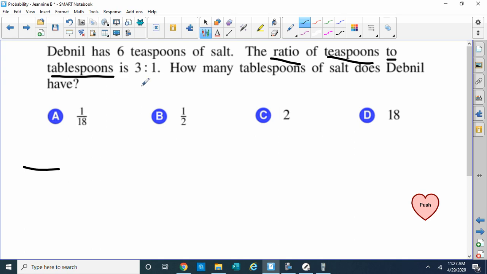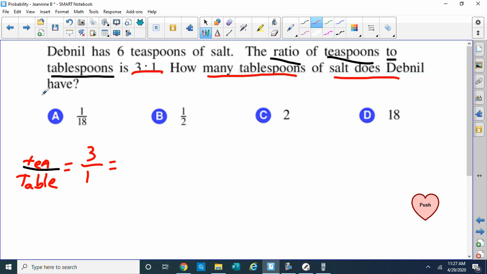So let's write that out. Teaspoons as our numerator to tablespoons. So that's our fraction. The fraction says, or the ratio, and there's our ratio dots up there, is 3 over 1. The colon dots means the fraction bar. And now we want to know how many tablespoons of salt does Daniel have?